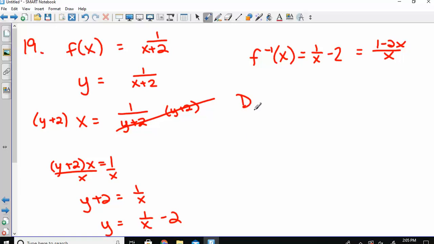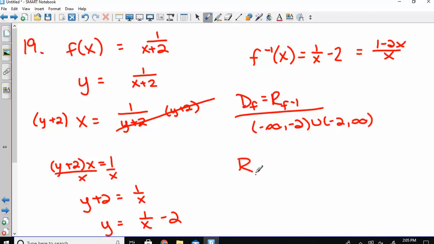Okay. So domain of the function and range of the inverse. If I look at the original function, what can x not be? Negative 2. So we have negative infinity to negative 2, union negative 2 to infinity. Range of the function is the same as the domain of the inverse. So if I look at my inverse, what can x not be?